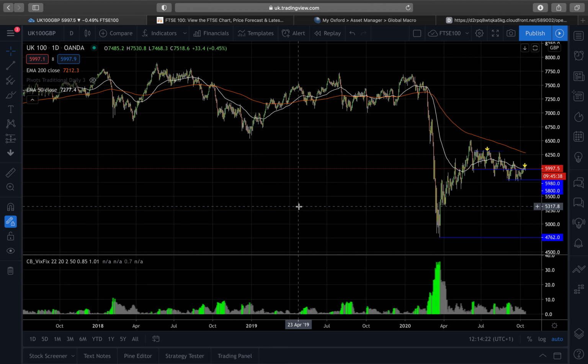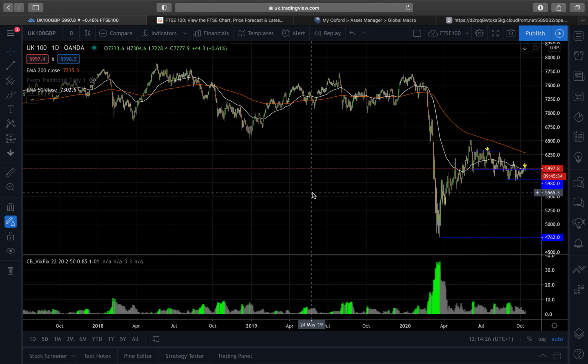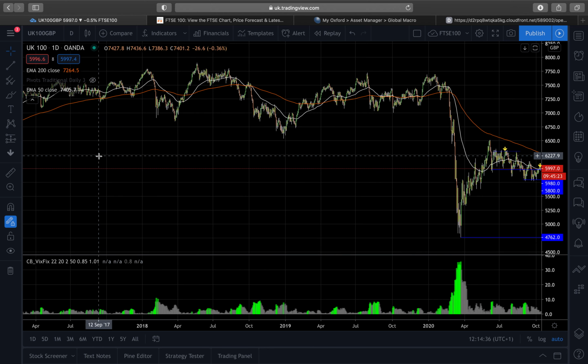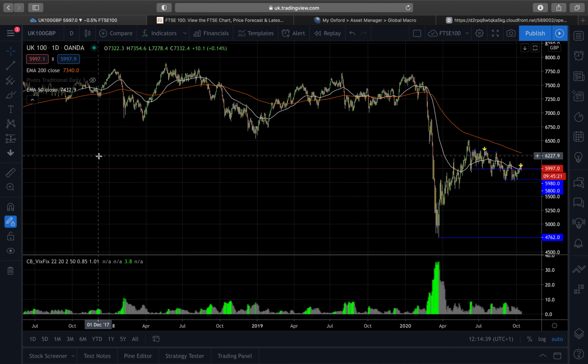At the FTSE 100 today, and this is my technical and semi-fundamental analysis. We'll look at some data as well. So let's start with the daily time frame, which is this chart here. We've got about two and a quarter years' worth of data showing now.